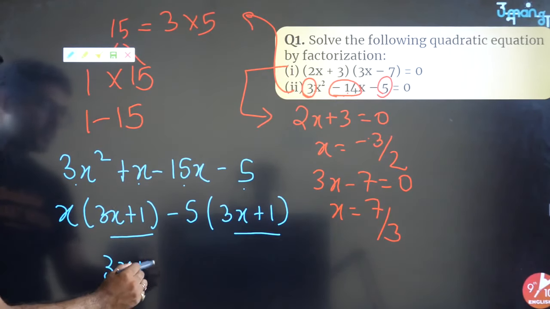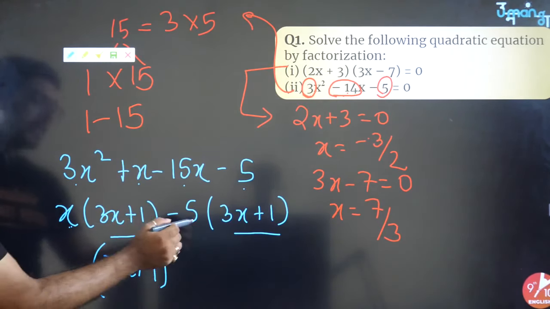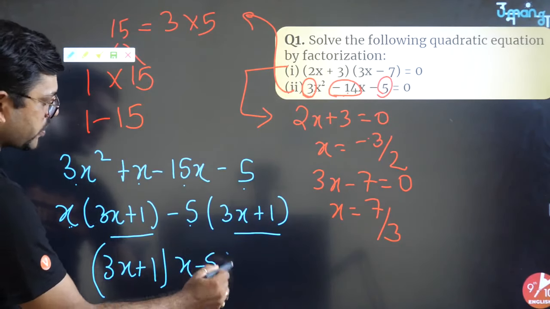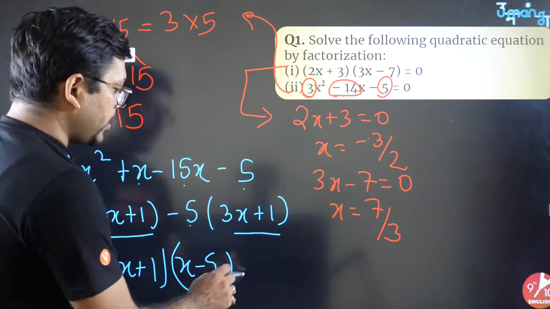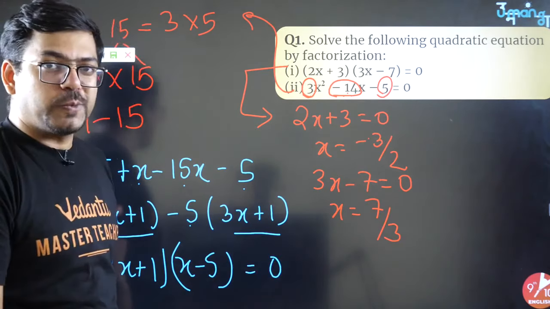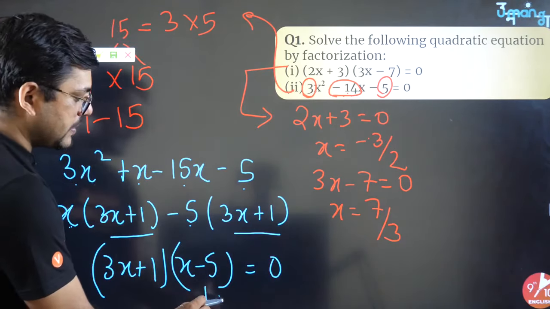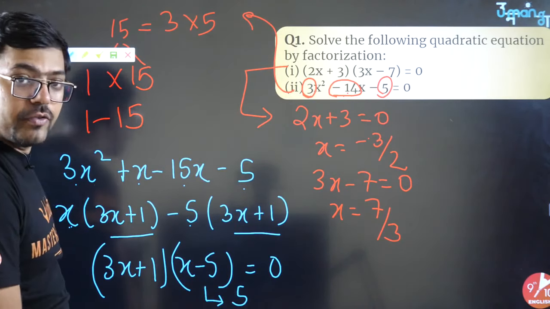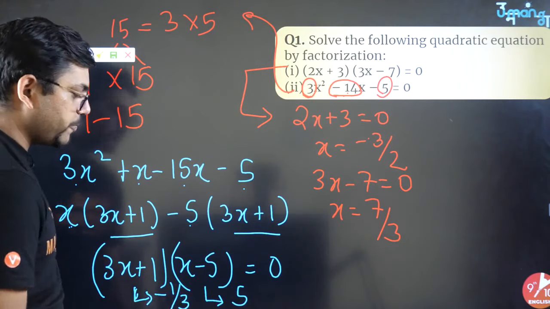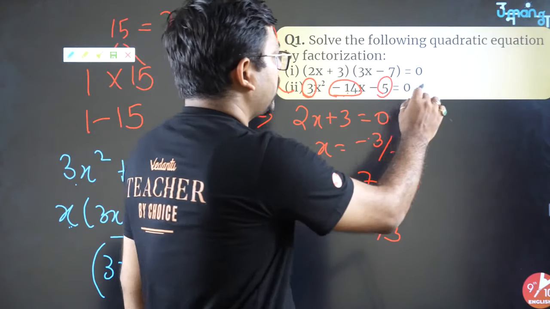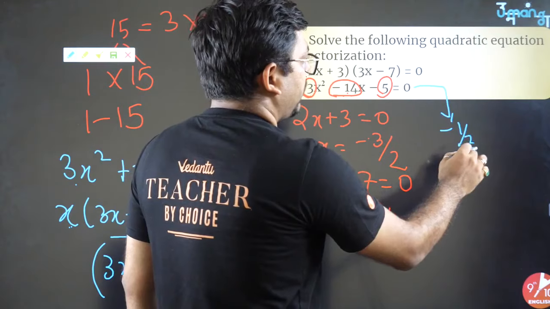So hence 3x plus 1 here, and here you will get x minus 5. If you want the 0, you will make them equal to 0. From here you will get the 0 as 5, and from here you will get the 0 as minus 1 by 3. So yes, we got the 0 as minus 1 by 3 and 5.